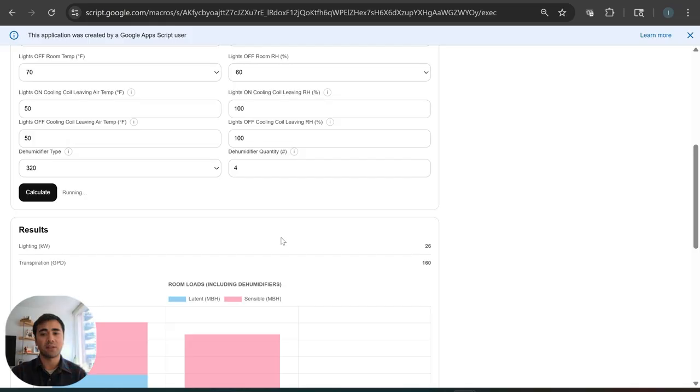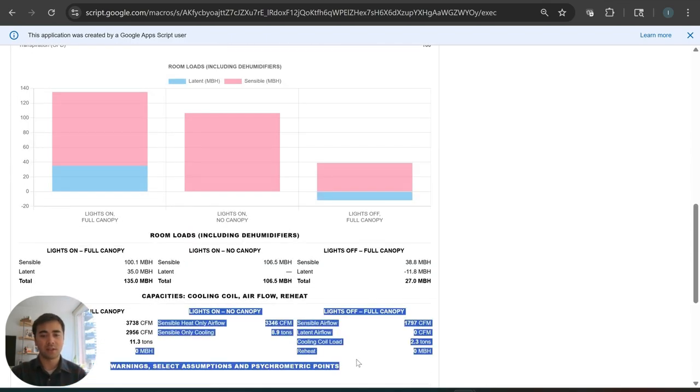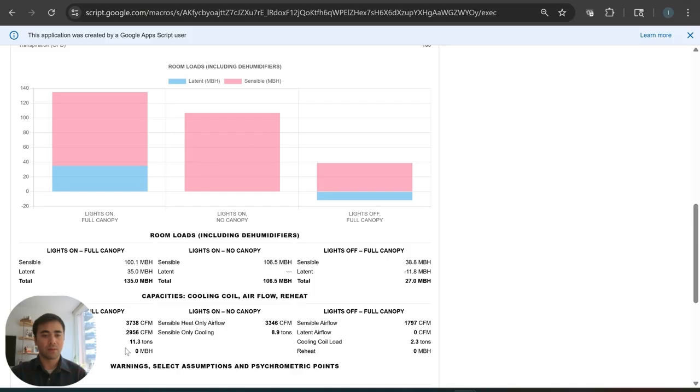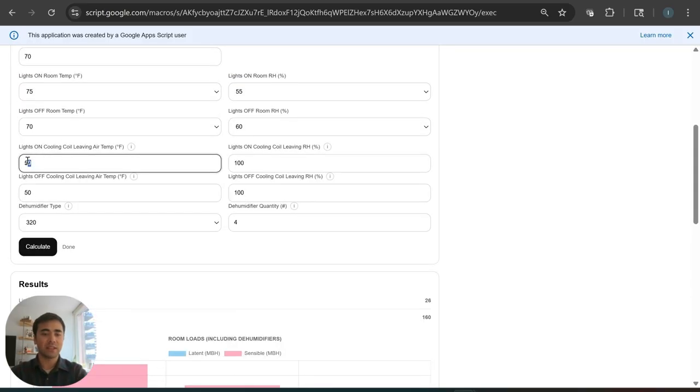Now I'm going to try adding 2 more dehumidifiers to see if we can get reheat down to 0 to represent a truly decoupled system. So go ahead and click calculate, let this run again. We got reheat down to 0. We have, again, a lower cooling coil load now that this is basically just a heat load, and this represents a fully decoupled system. 50 degrees is maybe a little optimistic for a fully decoupled system.